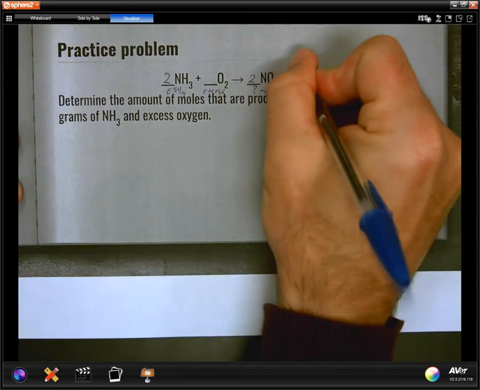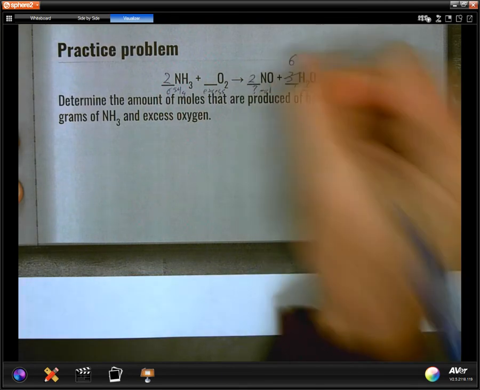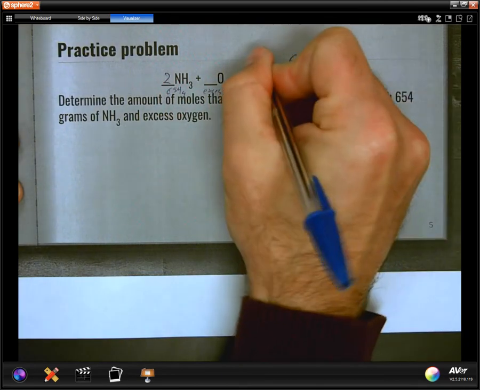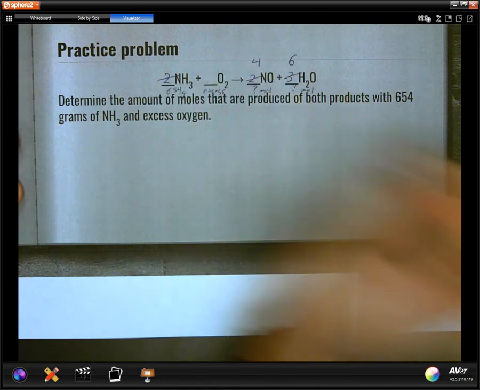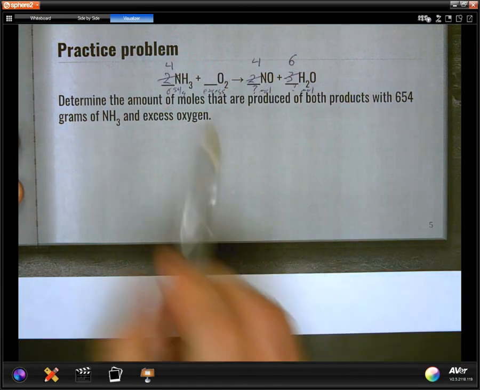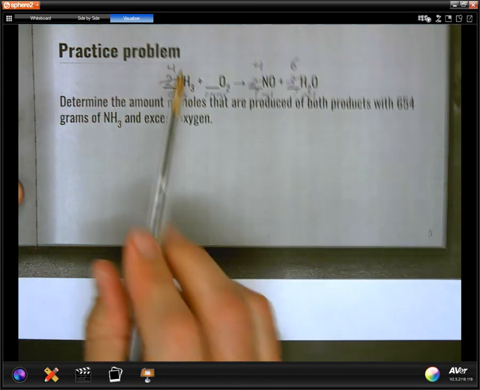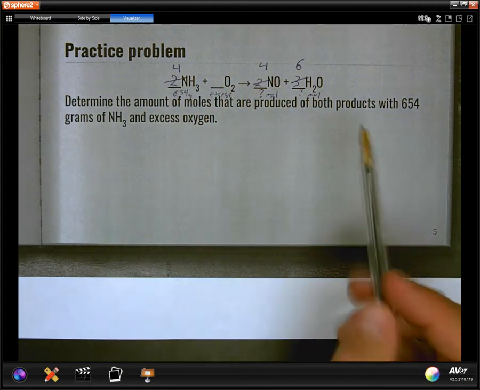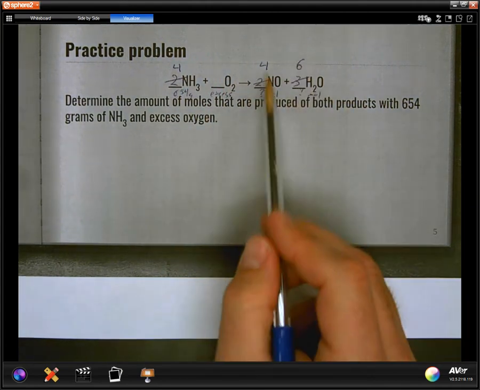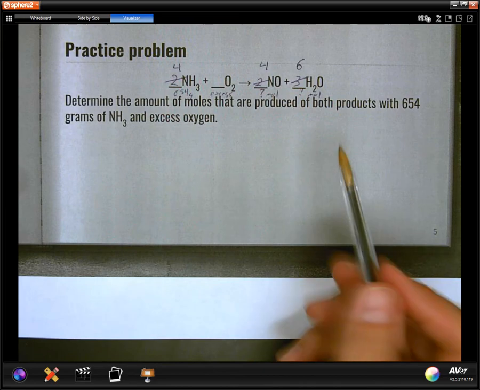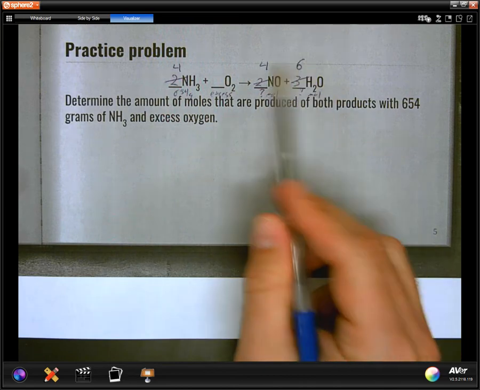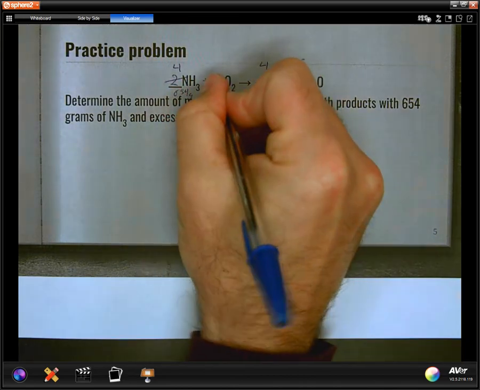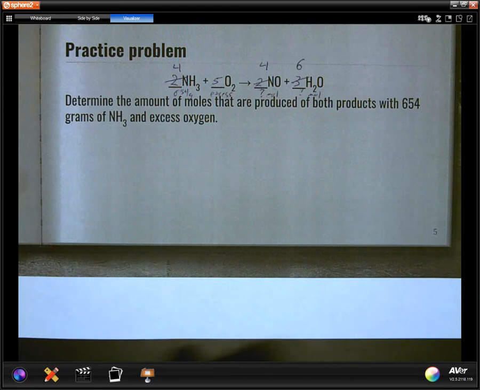So instead of calling this 3, we're going to call that a 6. Instead of 2, we'll call that a 4. And instead of a 2, we'll call that a 4. Now let's go through and double check our numbers. 12 hydrogens, 12 hydrogens, 4 nitrogens, 4 nitrogens. Now I have 6 oxygens plus 4 oxygens. So since that's 10 oxygens, I can simply put a 5 there to get my 5 oxygens. So now we're ready to actually do the work.